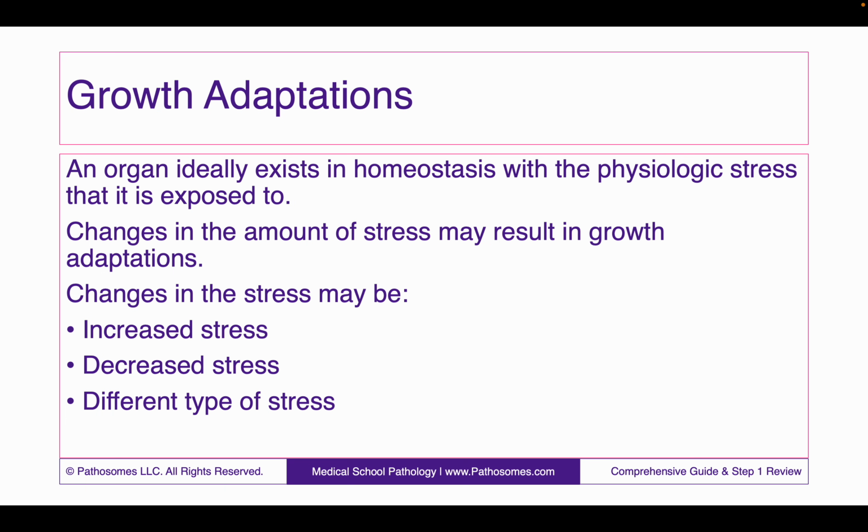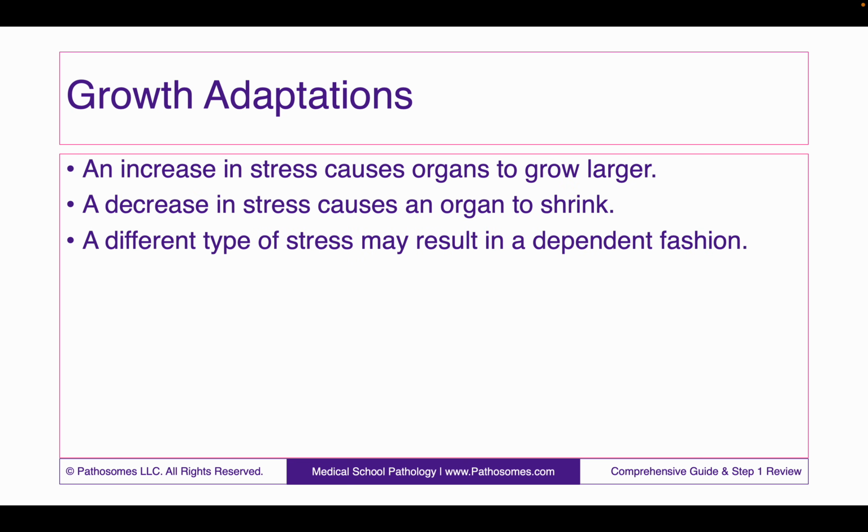Now, we all know that an organ ideally exists in homeostasis, remember that word from bio 1, homeostasis, with the physiologic stress that it is exposed to. Changes in the amount of stress may result in growth adaptations. This may be an increase in stress or a decrease in stress or a different type of stress.